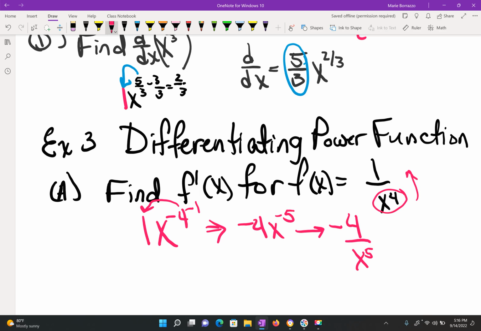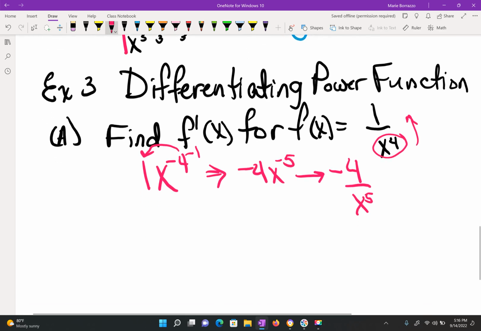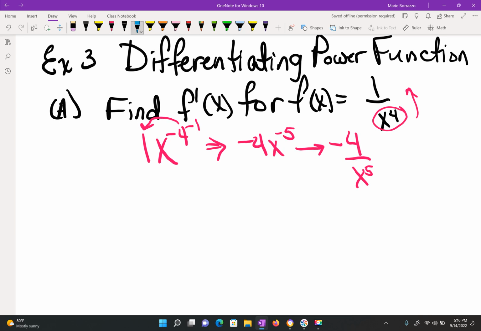Is that easy? You want another one? Yeah. One more like this? Okay, so let's make this over here. I'm going to write it in blue.